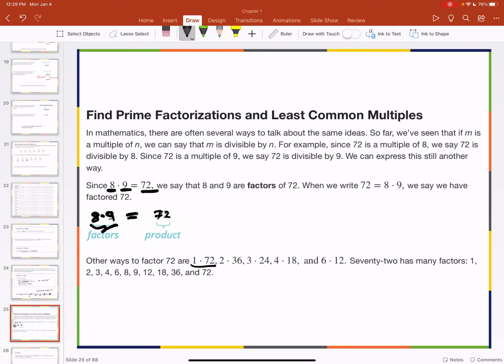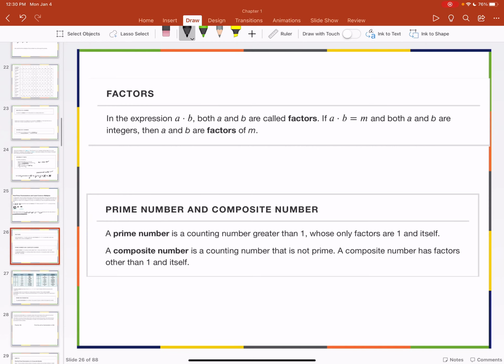Okay, so let's say, for example, what are other ways to factor 72? You have 1 times 72, 2 times 36, 3 times 24, 4 times 18, and 6 times 12. Okay, so 72 has all these factors. Not all at once, right? They're paired differently, but these are all numbers that divide 72, okay?